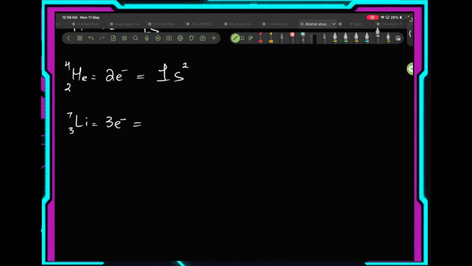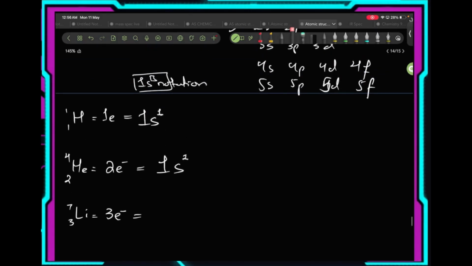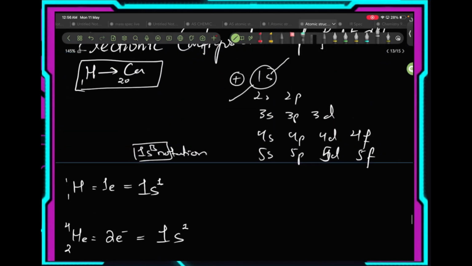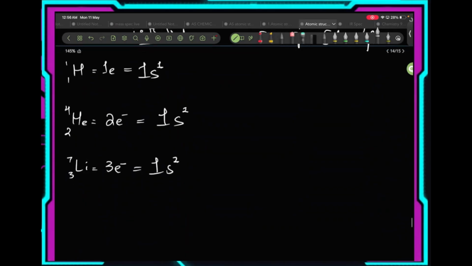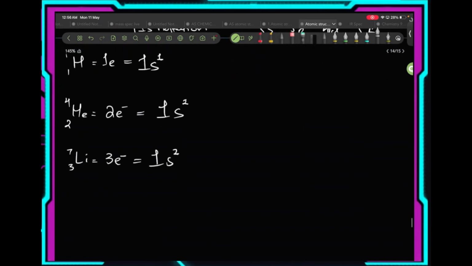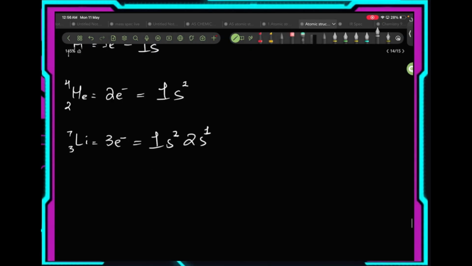3 electrons. How would you fill these 3 electrons? First you go to 1s. Can 1s take all 3 electrons? No. It will just take 2. And then where will the next electron move on to? After 1s, where do you fill? 2s. Yep. So 2s, can it take the remaining 1 electron? Yep. So 1s2, 2s1 is the electronic configuration for lithium.